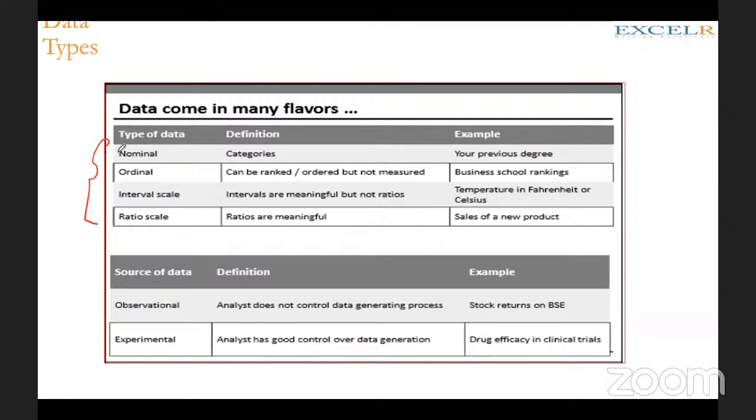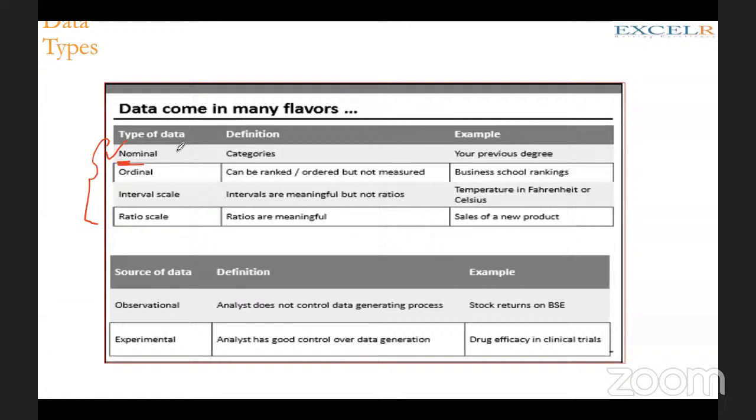The first one is nominal data. What is nominal data? The name suggests nominal, name. It's a label. How do you call your friends? By name, right? So the name is nominal data. Or the chairs, laptops, tables, pens, right? The names given to things or humans.